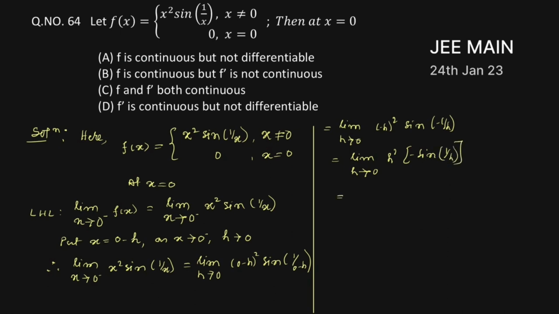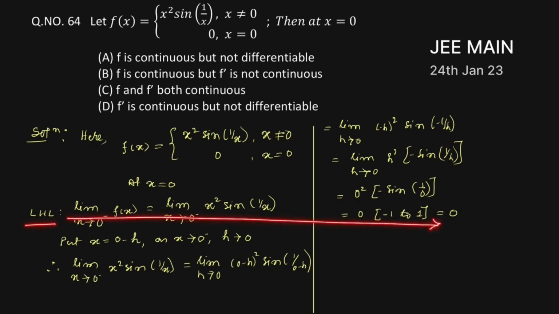If you put the limit, then it will become 0 square sine 1 by 0. So we know that the value of sine 1 by 0 lies between minus 1 to 1. So we are able to write 0 into minus 1 to 1, which is equal to 0. So the left-handed limit we will get is 0.